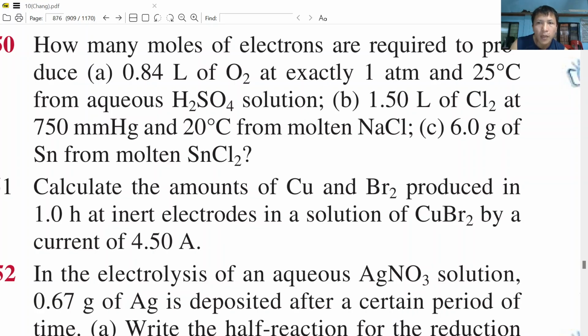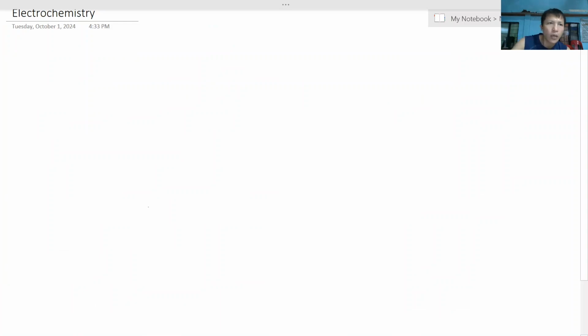Okay, next problem. Letter B, that is 1.50 liters of chlorine at 750 millimeters of mercury and 20 degrees Celsius from molten sodium chloride. So we have volume, pressure and temperature. So still PV = nRT, we still plug that in. The number of Cl2, Cl2 is the gas. So the number of moles of Cl2, we just copy the formula from the last problem, that is PV over RT. So this is for the number of moles of chlorine.